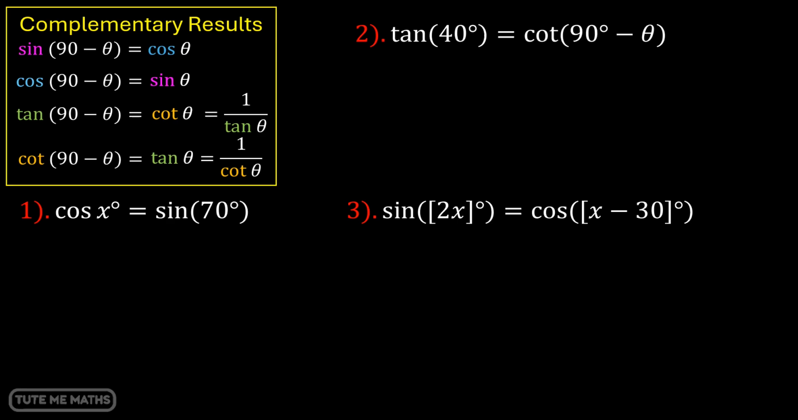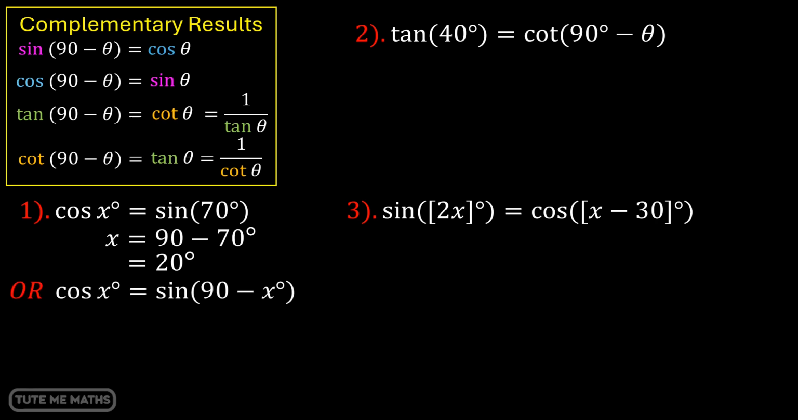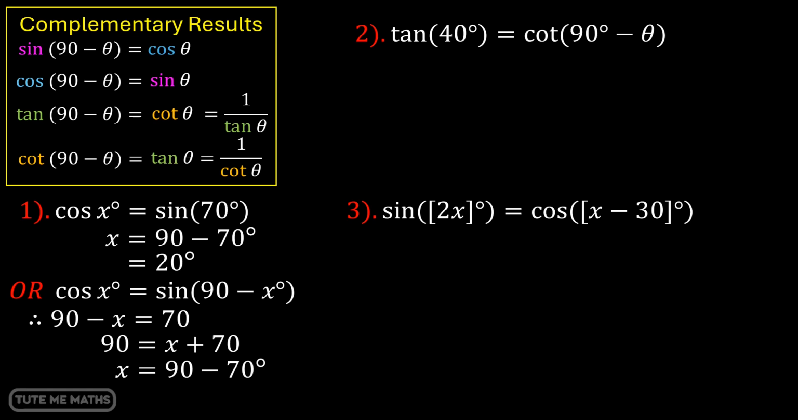There are various ways you can communicate this. x must equal 90 minus 70, which equals 20 degrees. Or we could write cos x equals sine 90 minus x, which equals sine 70. Therefore, 90 minus x equals 70. 90 equals x plus 70, leading to x equals 90 minus 70 as before. This technique might be useful in more difficult cases.